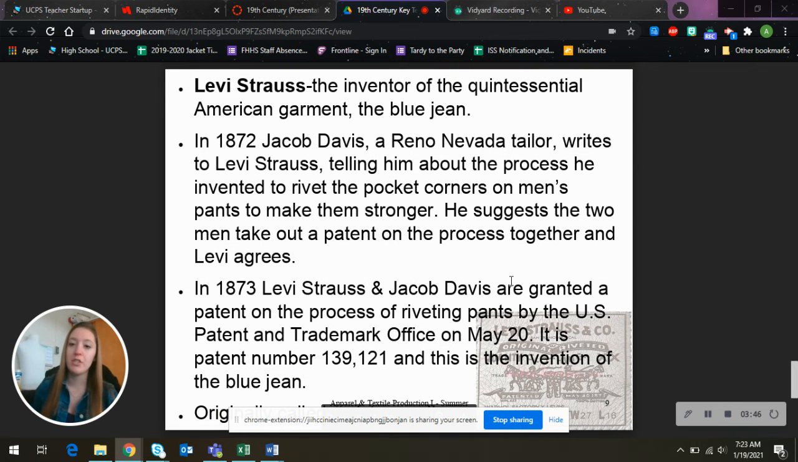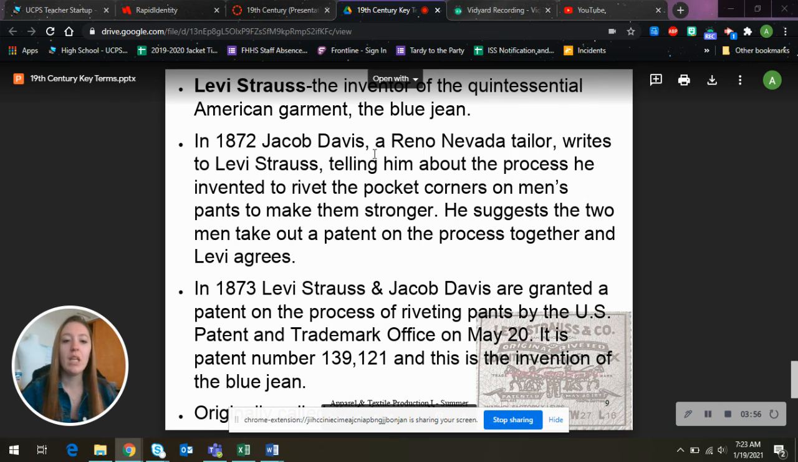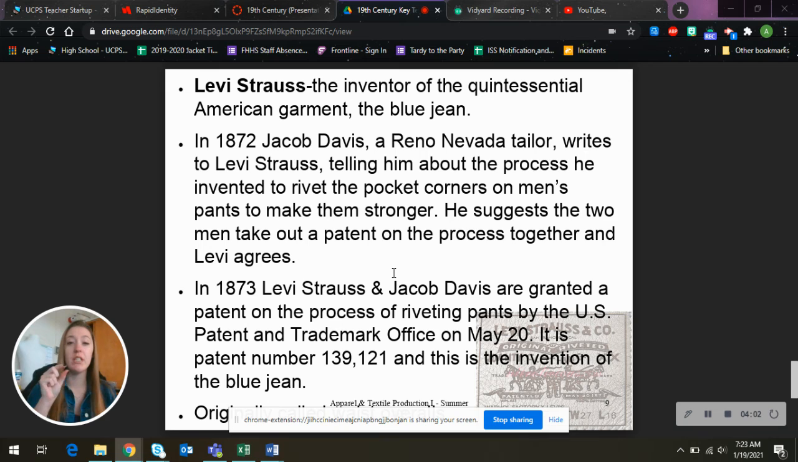Levi Strauss is the inventor of the blue jeans. They were originally called waist overalls, and they were invented for the mining industry. And in 1872, Jacob Davis invented the rivet, which is, if you look at a pair of jeans, I don't think I have any on my jean jacket, or I would show you.